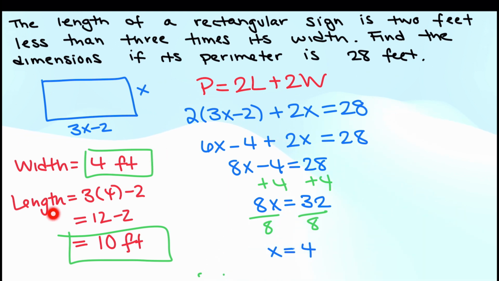The length is 3 times x minus 2. So 3 times 4 minus 2, 12 minus 2 is 10. So our rectangle is 4 feet by 10 feet. And that is something that has a perimeter. If you add up the lengths of all the sides, you do get 28 feet for your perimeter.